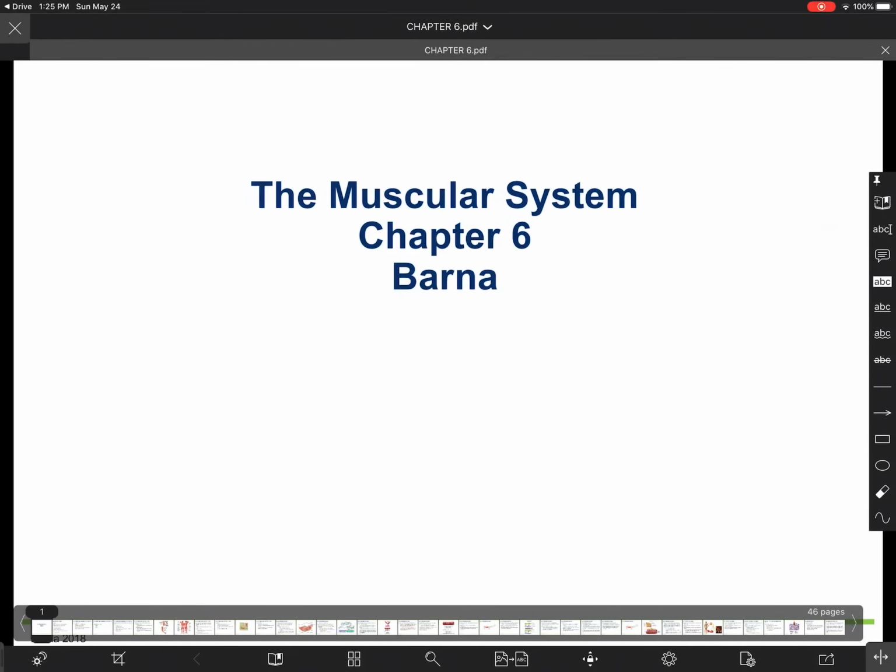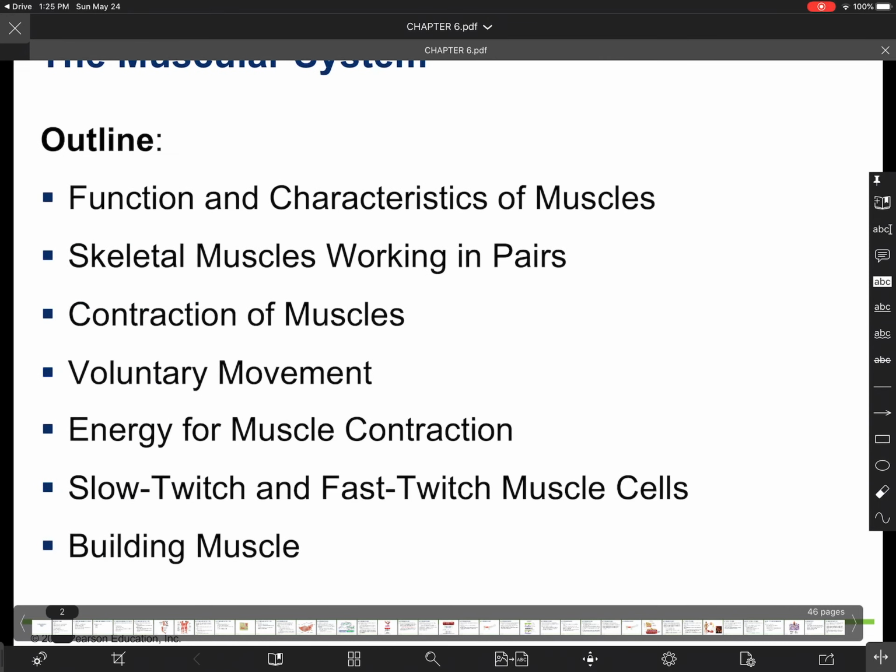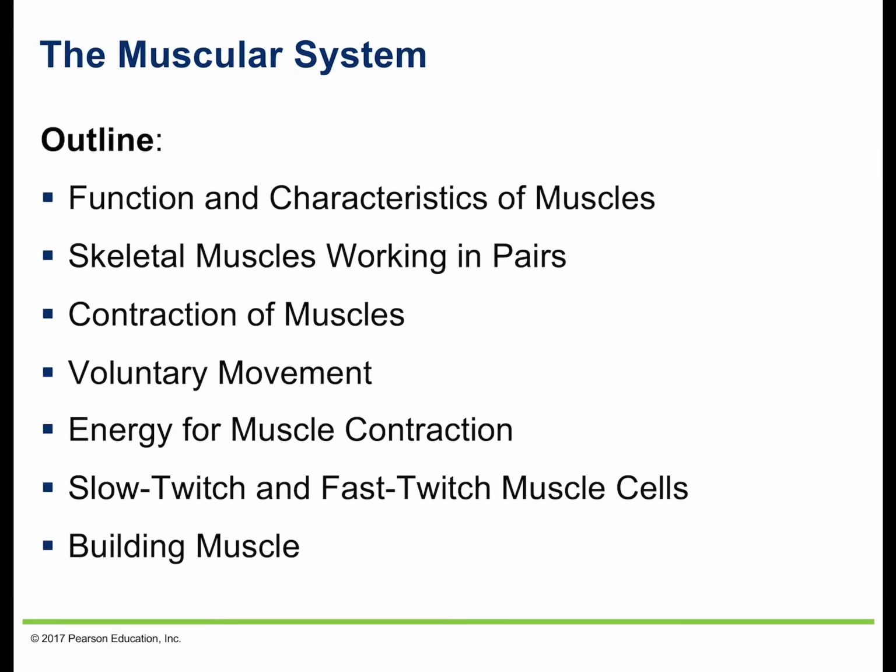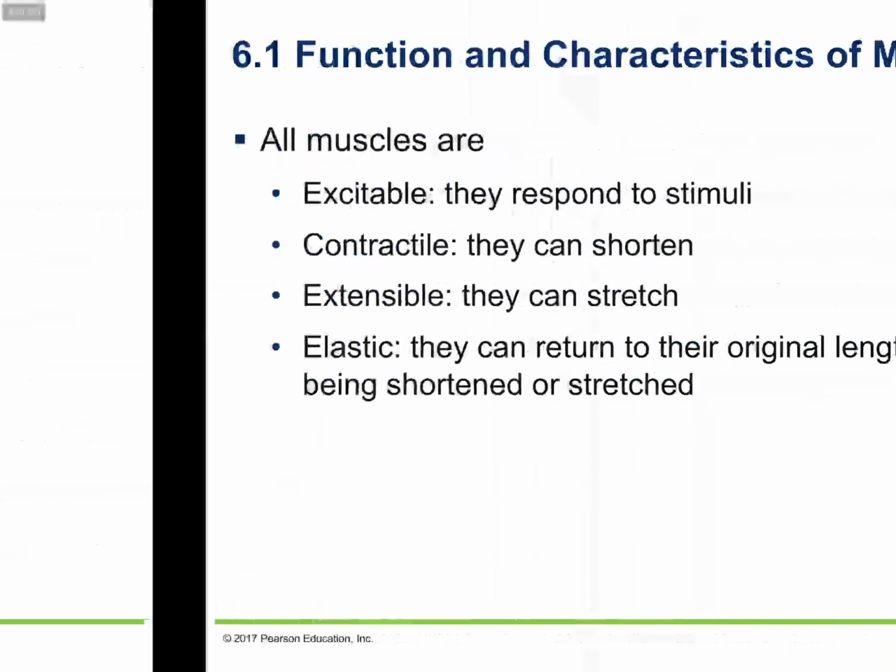Everybody, and welcome to the muscular system, which is chapter 6. We'll be looking at the functional and characteristics of muscles, how they work together, the energy required, and different types of muscle cells that actually exist in our body.